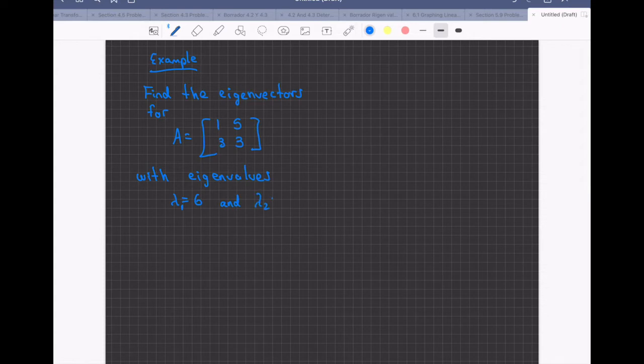Now, once we have the eigenvalues, how do we find the eigenvectors? Well, we have to use the definition. Example. Find the eigenvectors for the matrix A equal to 1, 5, 3, 3. We know this matrix has eigenvalues lambda equal to 6, I'm going to call this lambda 1, and the other one lambda 2 equal to negative 2. So we have to find the eigenvectors for these.